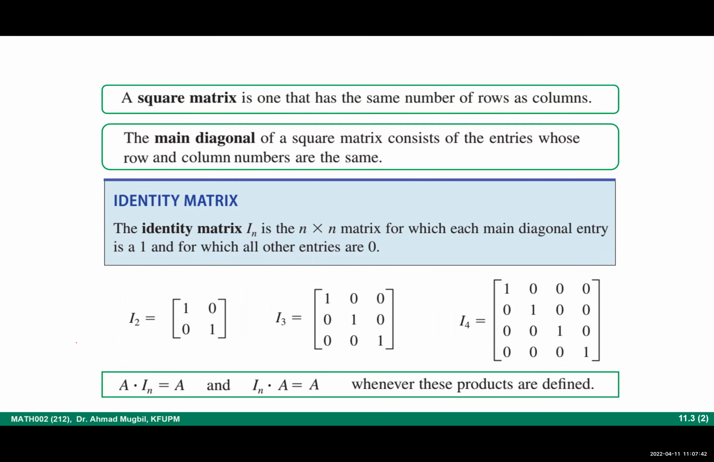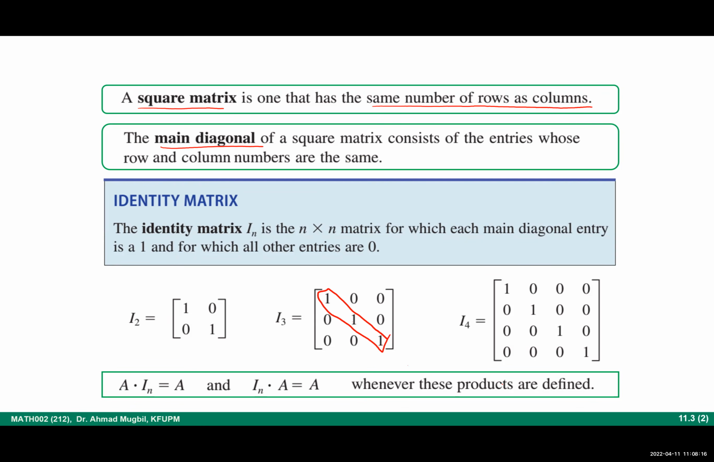We will start by revising these definitions that I have introduced to you in 11.2. What do we mean by a square matrix? It is the matrix that has the same number of rows and columns. The main diagonal of a square matrix is the entries of the matrix whose numbers of rows and columns are the same: A11, A22, A33, A44, and so on.